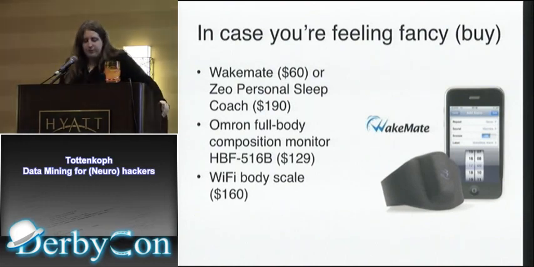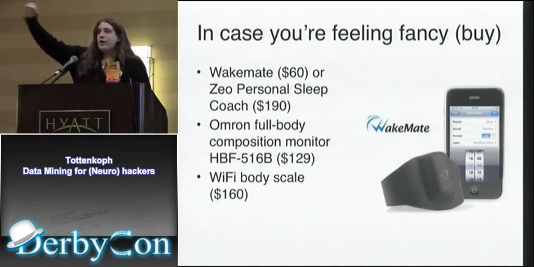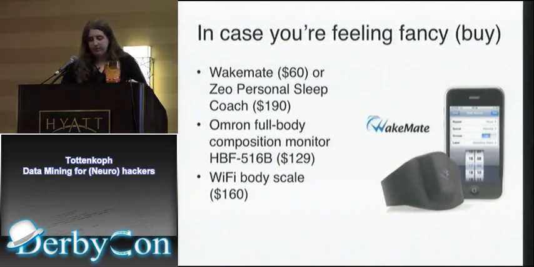There's the Omron full body composition monitor, which is about $129, and there's the Wi-Fi body scale, which is $160. What that does is it tracks your weight and your BMI, and your height, and then it sends it wirelessly to your computer for you.